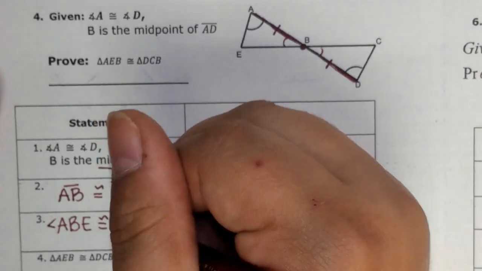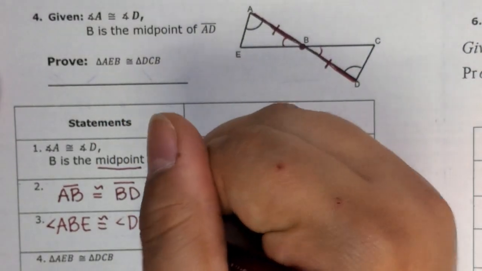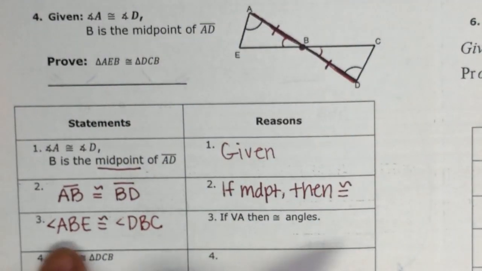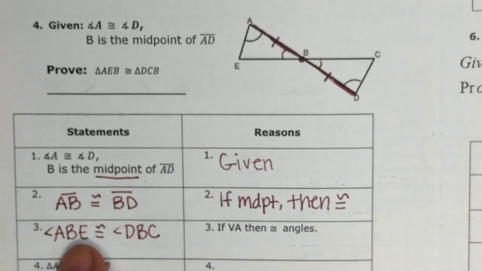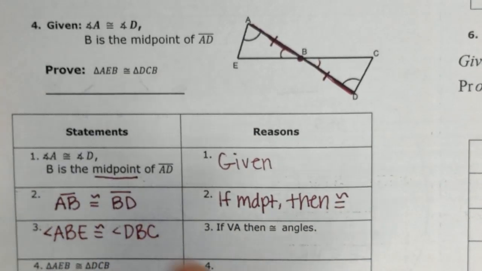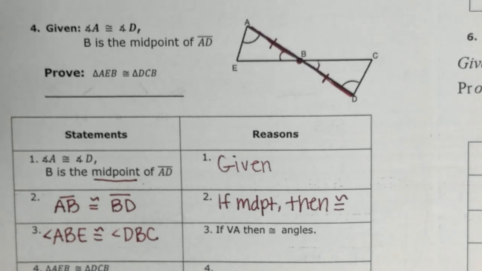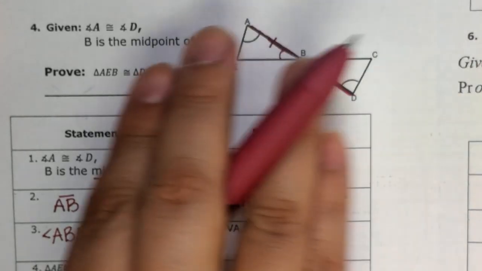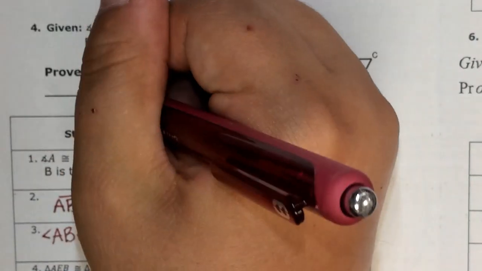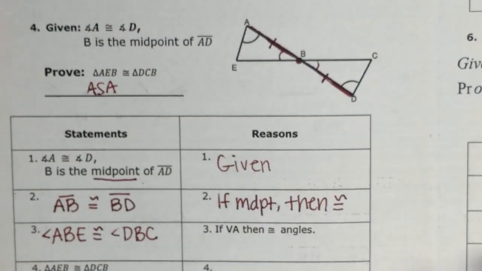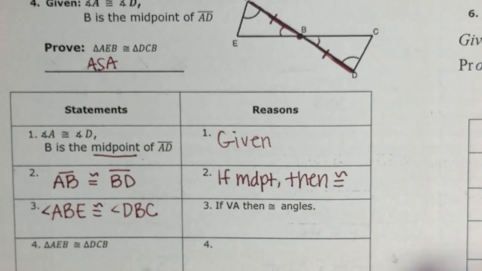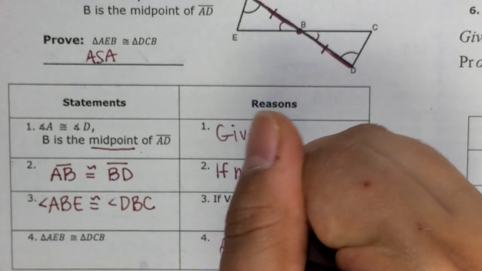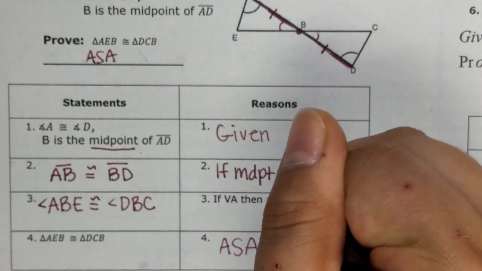It doesn't matter. The order does not matter as long as your B is in the middle. And you could even switch those two around and put the DBC first if you wanted to. So if vertical angles, then congruent. What do I have here? Look at that one triangle. Is the other one also angle side angle? So triangle AEB is congruent to DCB because angle side angle. And we're done.